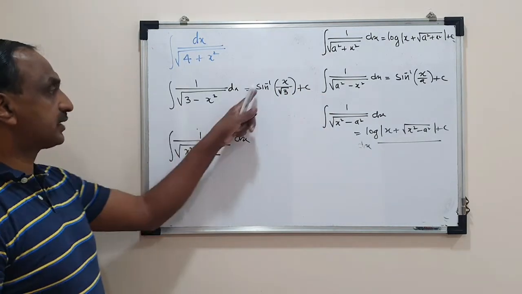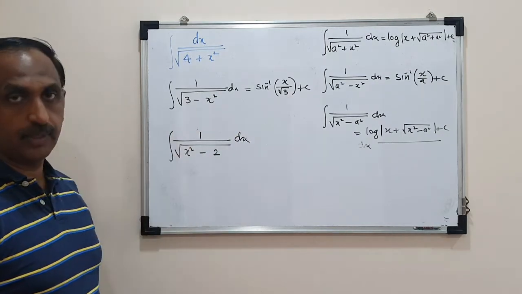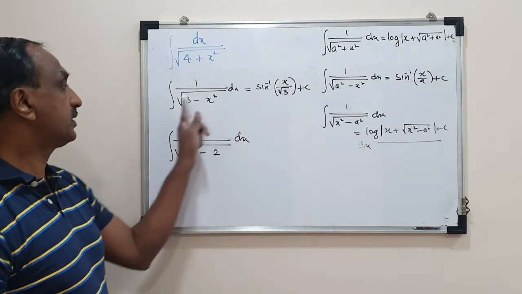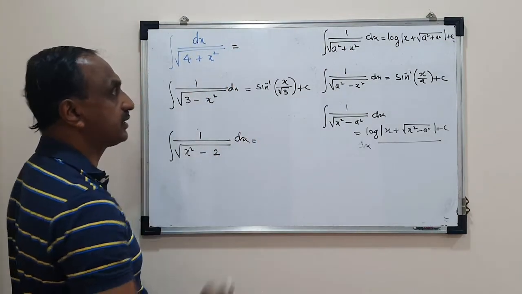This is very easy to write the answer. There's no prefix. So sine inverse x upon a. A stands for root of this number, because a square is 3, so a is root 3. This and this are very easy to write the answer.